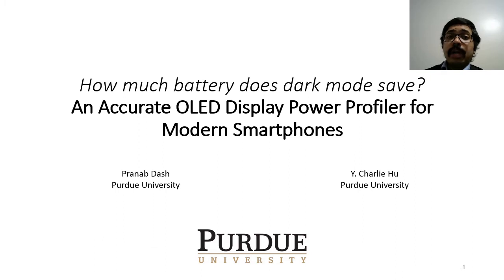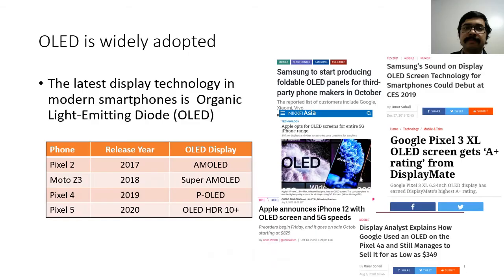Today I will be talking about our work on how much battery does dark mode save, an accurate OLED display power profiler for modern smartphones. This is a work done along with my advisor, Dr. Vaichal here. We can see that the recent generation of smartphones are adopting OLED display technology for the incredible edge over the earlier LCD technology. For our work, we have used 4 of the recent generation phones which have OLED display. Let's see how OLED technology has a great potential for optimizing app power.